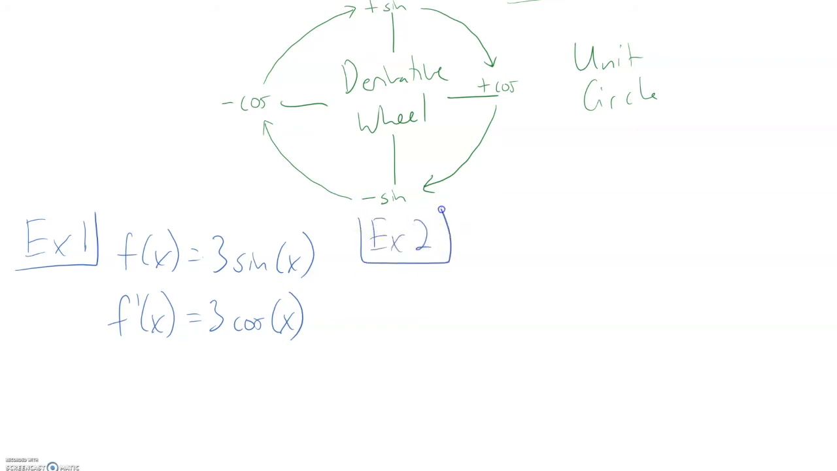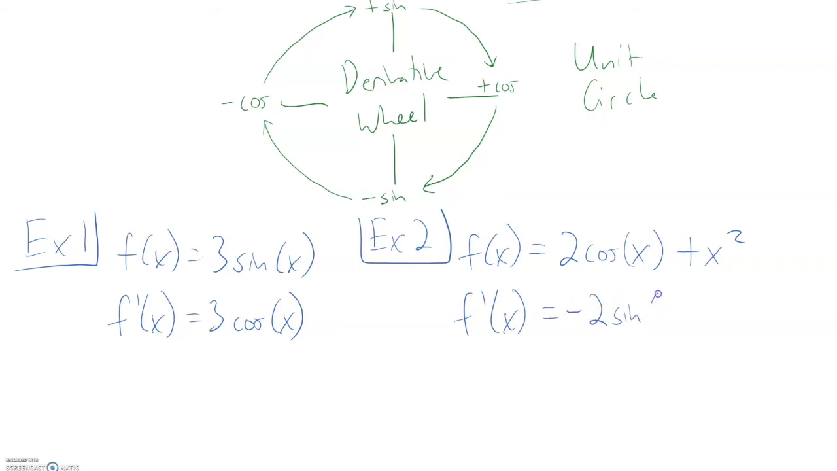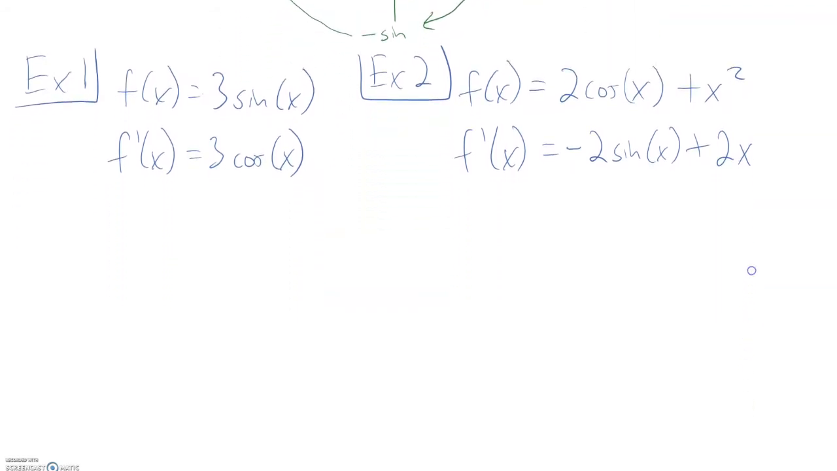Now let's try one that involves cosine. So we'll set up f of x equals 2 cosine of x, and we'll tack on another term. Let's tack on an x squared at the end. So the derivative of 2 cosine of x would be negative 2 sine of x. We get that sign change when we go from cosine to sine. And the derivative of x squared through the power rule would be a plus 2x. So not too bad, just a little bit of memorization and making sure you're aware of the sign changes.